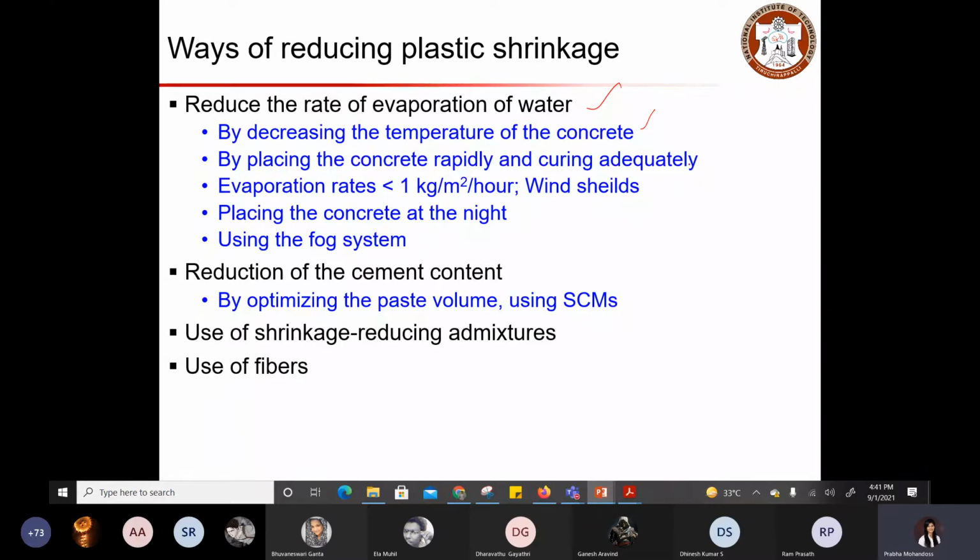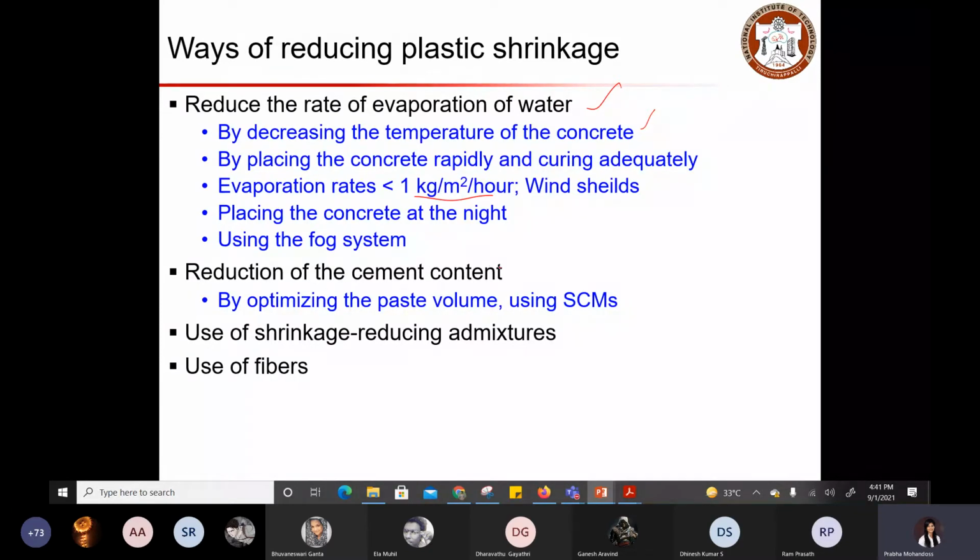And you can provide some windshield, which will help you to reduce the evaporation rate and keep your evaporation rate within this level. And instead of placing it in the daytime, you can place your concrete in the nighttime, especially when you have hot and humid region. So there, placing at the daytime may not be feasible, especially when you talk about these plastic shrinkage issues. So in such cases, you can do the concreting at the night, and you can use the fog system, and this will also be helpful for reducing the temperature.